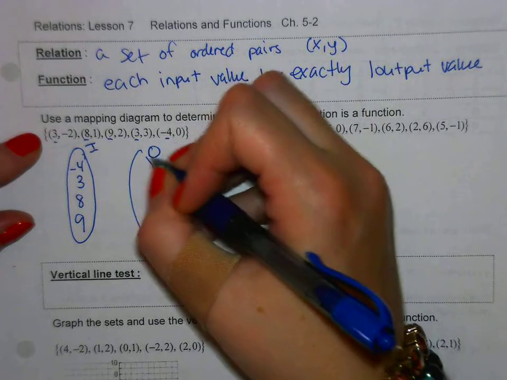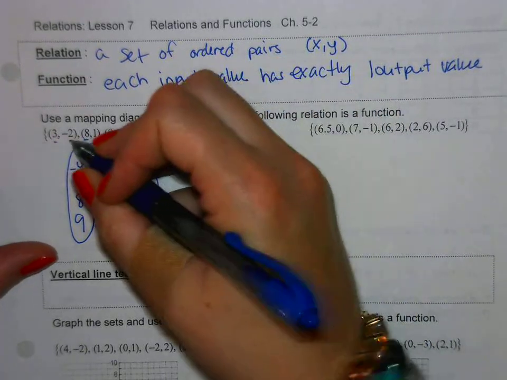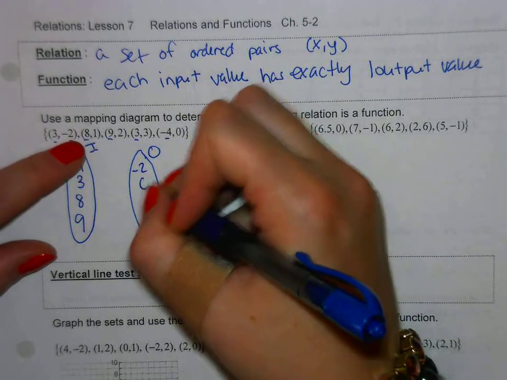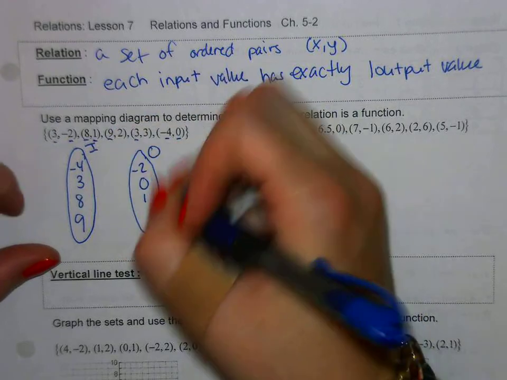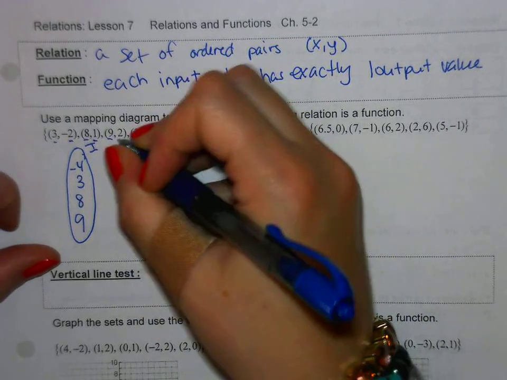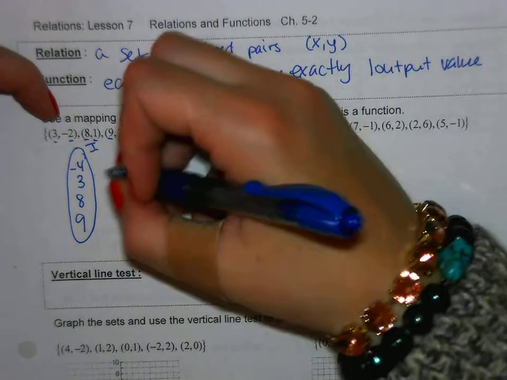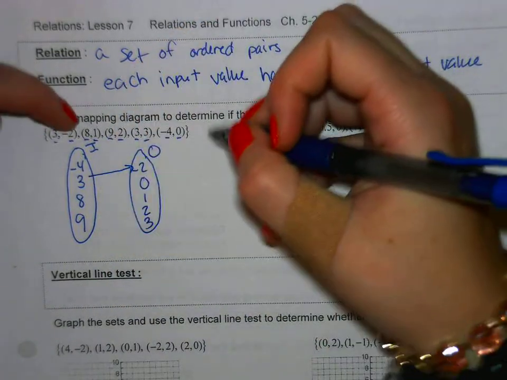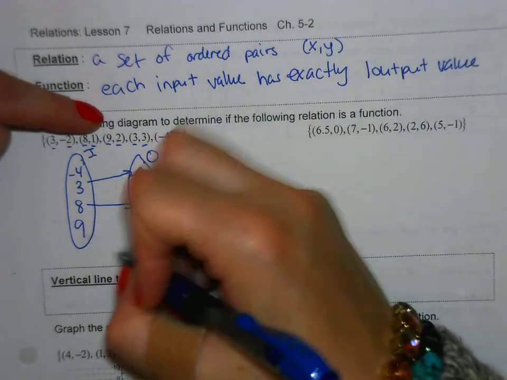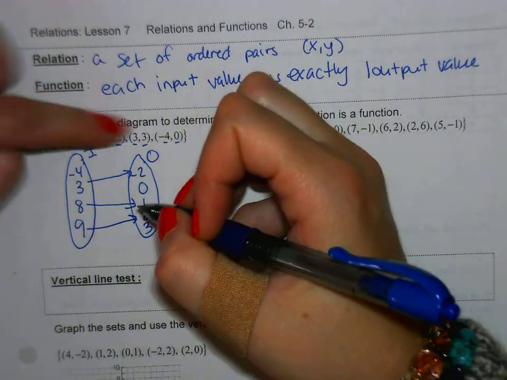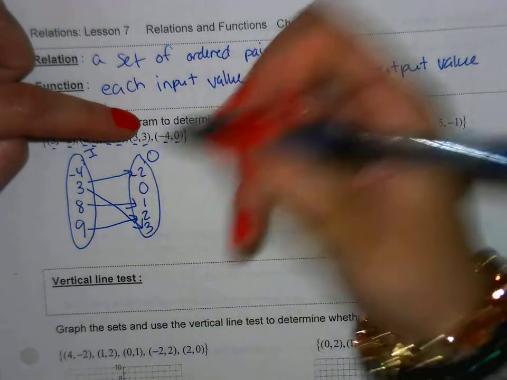So let's put my outputs, which are my y values. It looks like my lowest is a -2, then 0, 1, 2, and 3. So if I map, 3 maps to -2, 8 maps to 1, 9 to 2, 3 to 3, and -4 to 0.